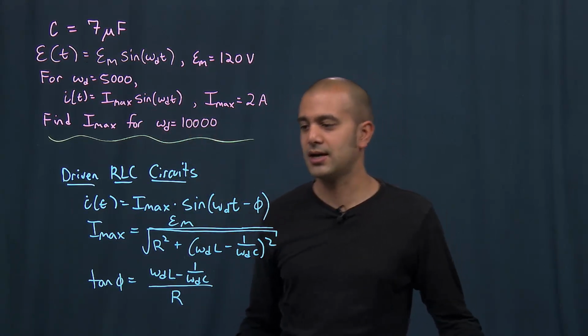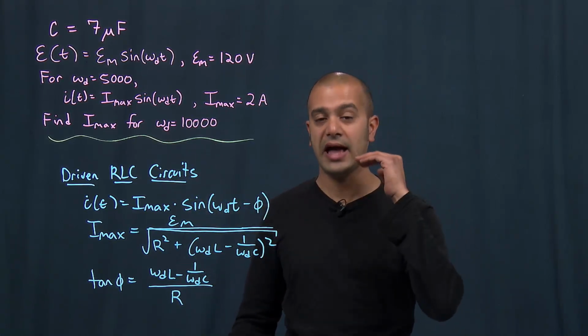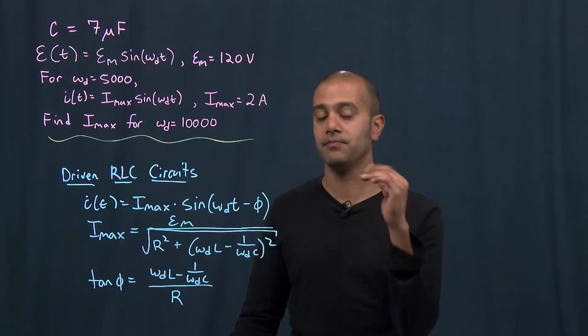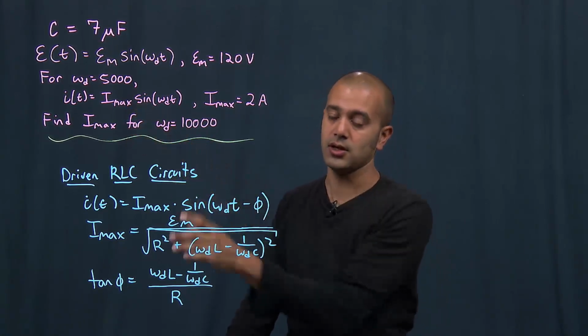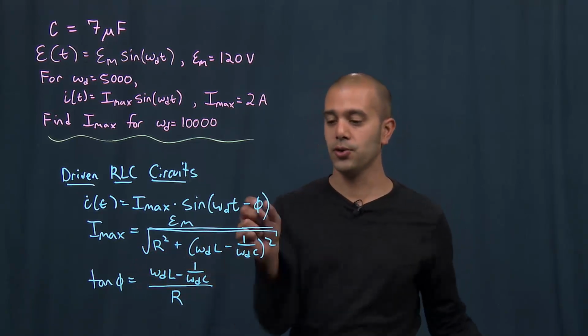And so what that means is that the current and the voltage are exactly in line. In other words, when the voltage reaches a maximum, at that same instant, the current reaches a maximum. And this is only true for this particular frequency. In fact, for any RLC circuit, it's only true for one frequency. And at the other frequencies, you're always going to have some phase shift.